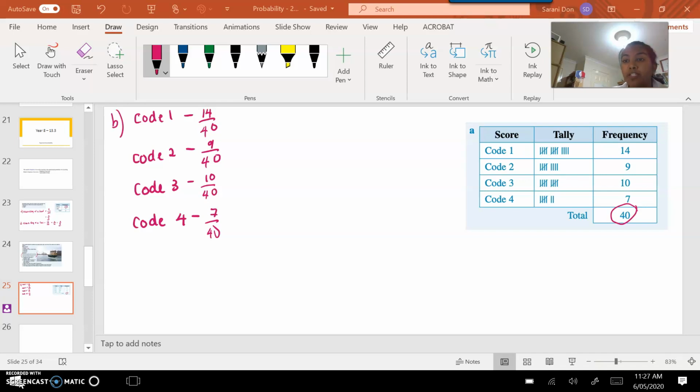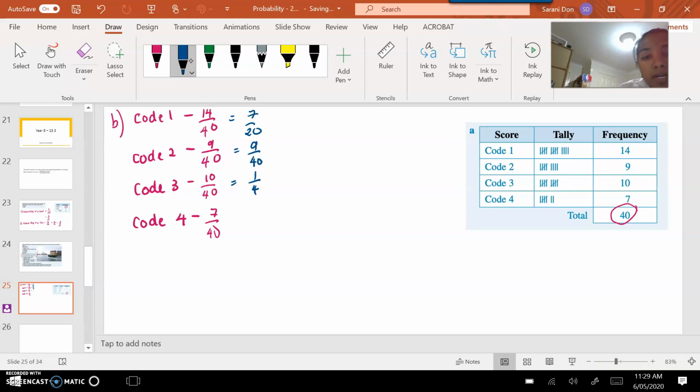So yes, I've written it as a fraction, but now I need to simplify as much as I can. And then it also asks you to put it in decimals. So I'm going to show you that as well. So if I were to simplify, this will be 7 out of 20. This one I can't simplify any further, so I'm just going to leave it like that. 1 over 4, and this is 7 out of 40.